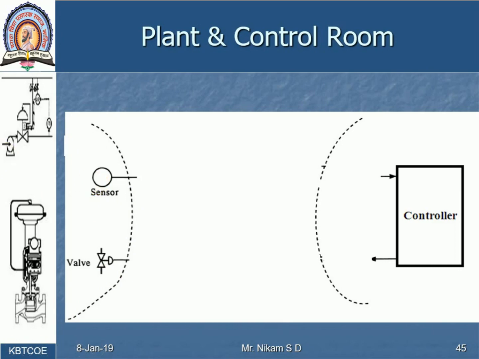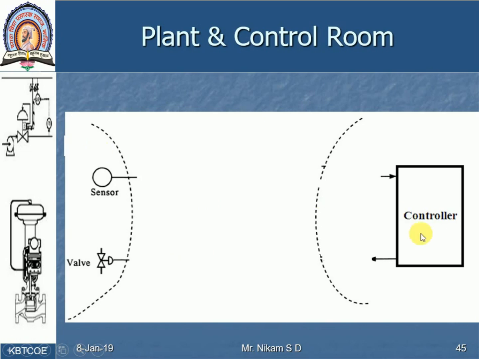When the process is there, the first part is the sensor. The parameter which you want to maintain, you have to sense it first. Maybe it is temperature, level, pressure, flow. Whatever parameter you want to maintain, you have to sense it first. So for that purpose, the sensors are there. Then the signal is given from the sensor to the controller. In between that, definitely something will be there that we are going to discuss.